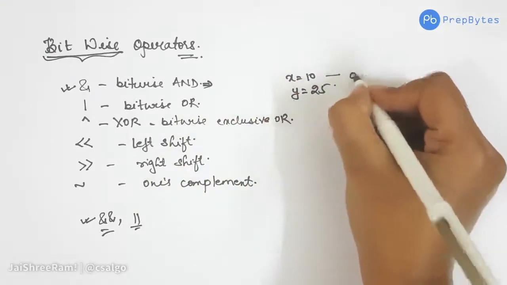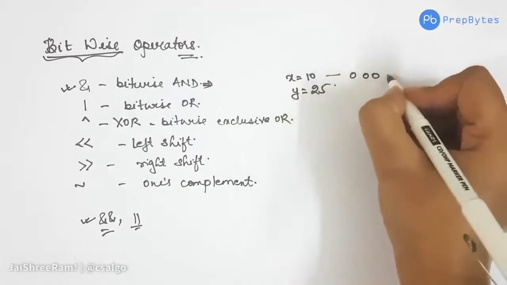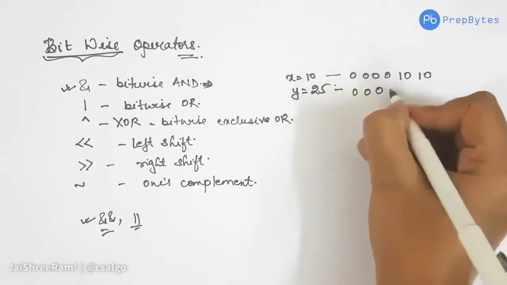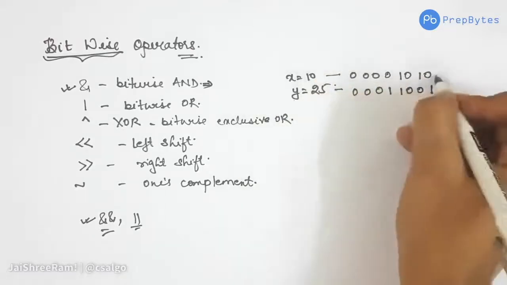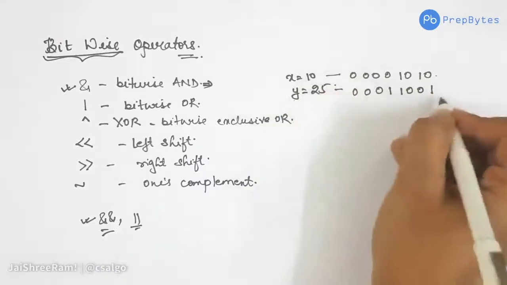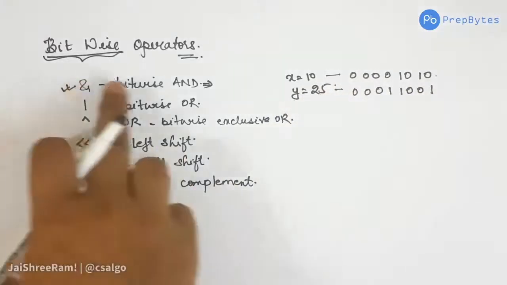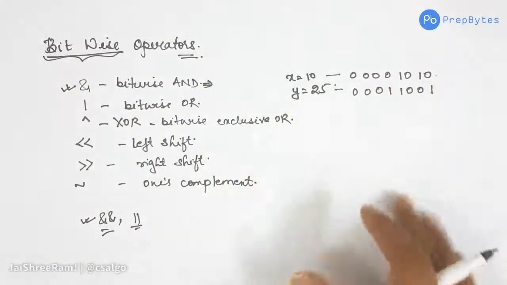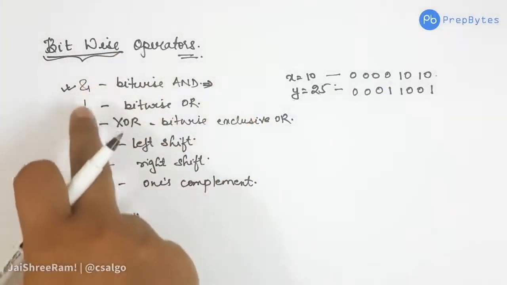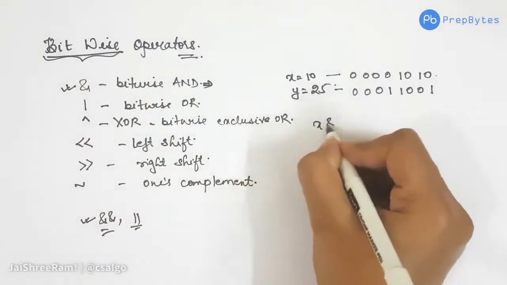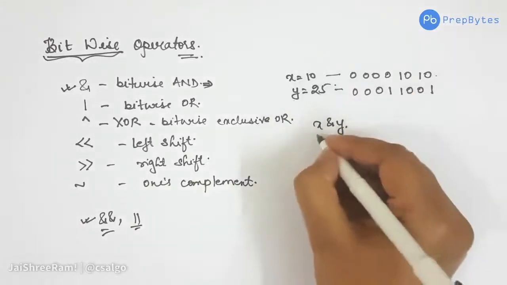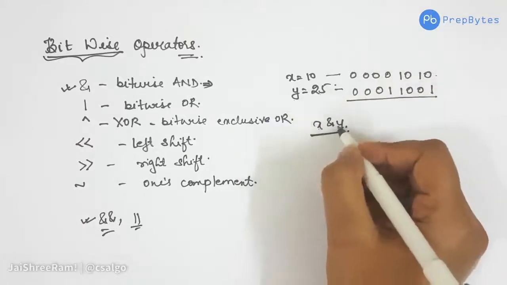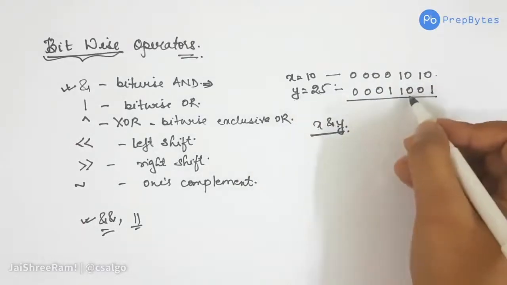For 10, my binary representation is going to be this, and for Y, which is 25, it is going to be this. These operators will work on this binary representation bit by bit. Let's see what happens for each of these operators. If I write X AND Y, the resultant goes like this. We go bit by bit.